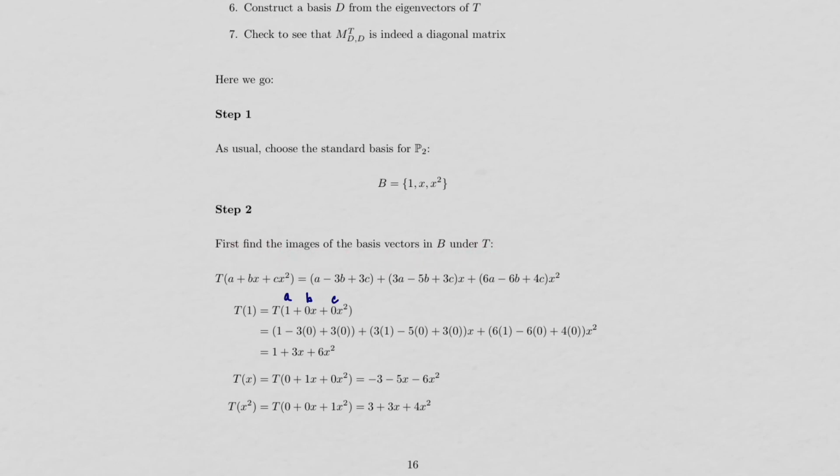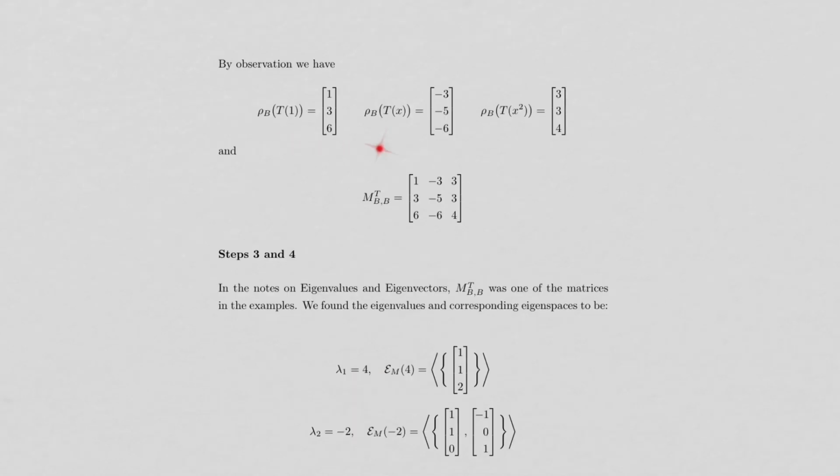And we can figure out the coordinate vectors by observation. The coordinate vector for this basis vector is going to be 1, 3, 6. Since I'm using the standard basis, I can just read the entries of the coordinate vector right off the polynomial. The coordinate vector for this one will be minus 3, minus 5, minus 6. This one will be 3, 3, 4. Here they are. Put those into a matrix, and there is the matrix for T relative to B.